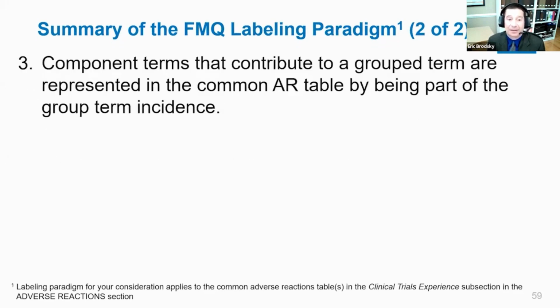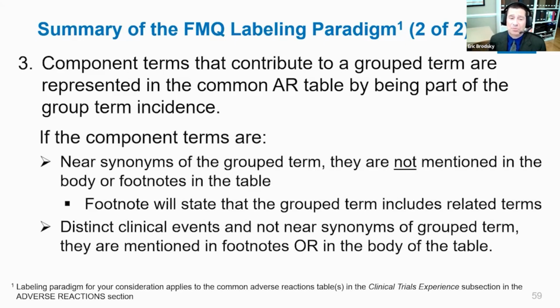Next slide. Next principle. So as I stated earlier, if we're including a group term, those component terms are represented. They're represented because they're components of the incidence. Additionally, you could click through, if the component terms are near synonyms, and I think that was the first example, they're not specifically mentioned in the body or the footnotes. For example, like anxiety, nervousness, or other synonyms, they're not specifically named.